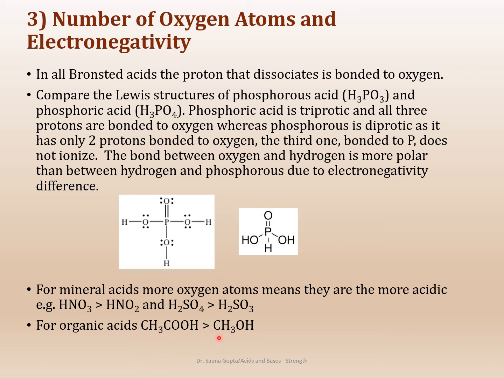For organic acids, acetic acid is going to be stronger than methanol, or carboxylic acids are going to be stronger than alcohols, because carboxylic acids have 2 oxygens, whereas alcohols have only 1 oxygen. Because of that, this proton is ionized, and it's more ionizable than this proton. When I was talking before about how the proton that dissociates is bonded to the oxygen, this is what I'm referring to. There are these protons over here which are bonded to carbon, and this proton here which is bonded to oxygen. This proton is the one that is the acidic proton. This one is not acidic.